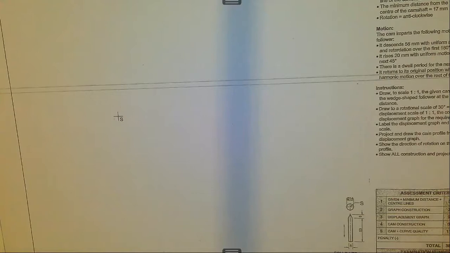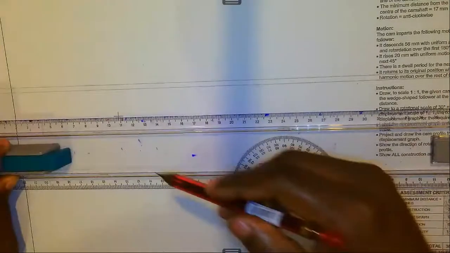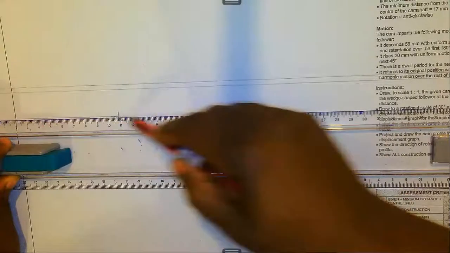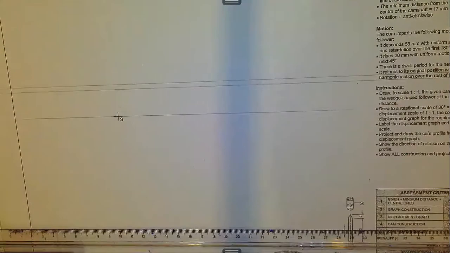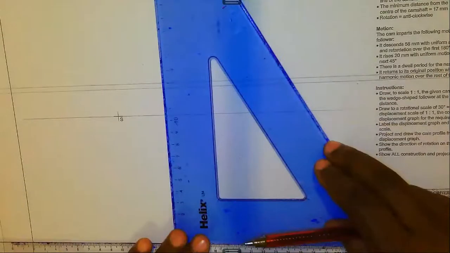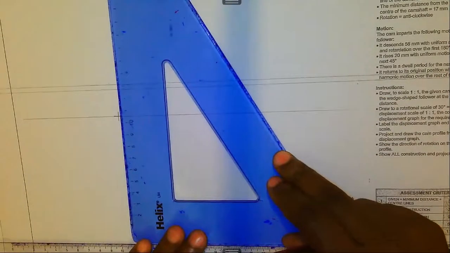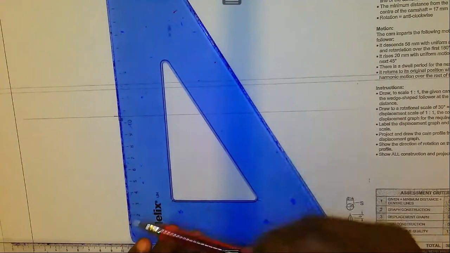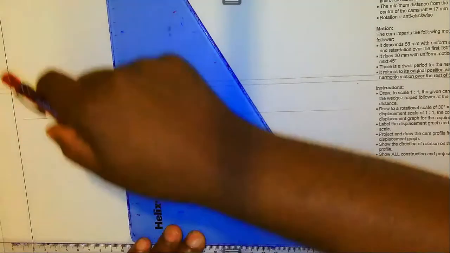Camshaft and the wedge-shaped follower at the minimum distance. Remember the minimum distance, we said that the distance from this point to that point is 17 millimeters. Right, so let's factor this in, in terms of our diagram. So I can draw a faint line like that. Sorry about these two lines. They are not part of our drawing. So something like that. Right.